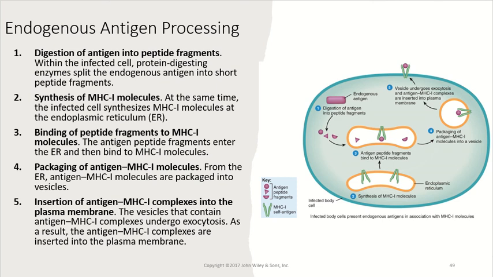This is when the antigen peptide fragments enter the endoplasmic reticulum and bind to that MHC1 molecule. We then have packaging of our antigen MHC1 molecule complex. From the endoplasmic reticulum, our antigen MHC1 molecules are packaged into vesicles, and then we have the insertion of antigen MHC1 complexes into the plasma membrane. The vesicles that contain MHC1 antigen complexes undergo exocytosis, and as a result, the antigen MHC complexes are inserted into the plasma membrane.